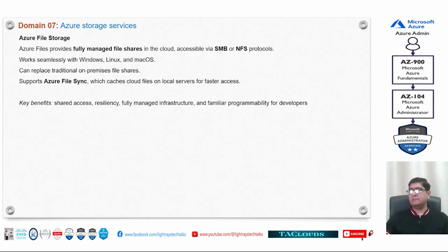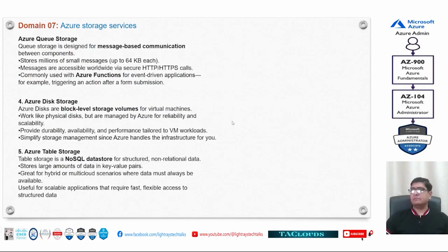Third option is file queues, the fourth option is disk, and the fifth option is table. Basically, these are not very important for us to understand. For us, file shares and blob are important because we will be frequently accessing these files. But what are these three options? These three options are used for database development people, database developers or something like that.